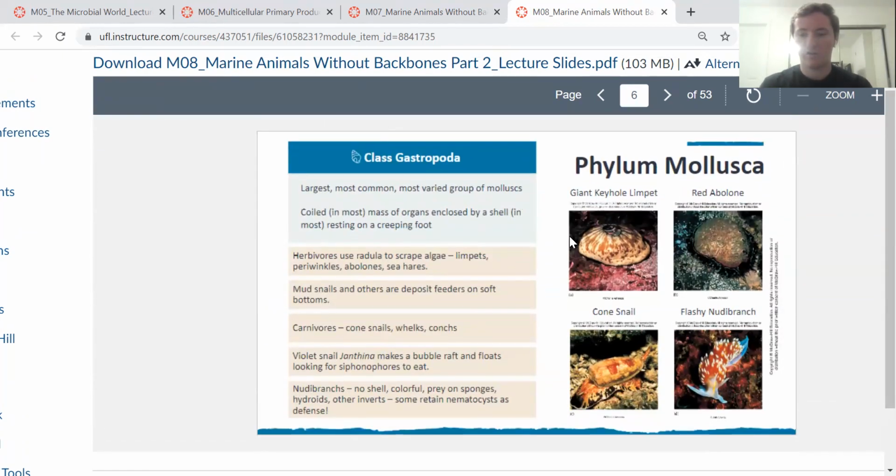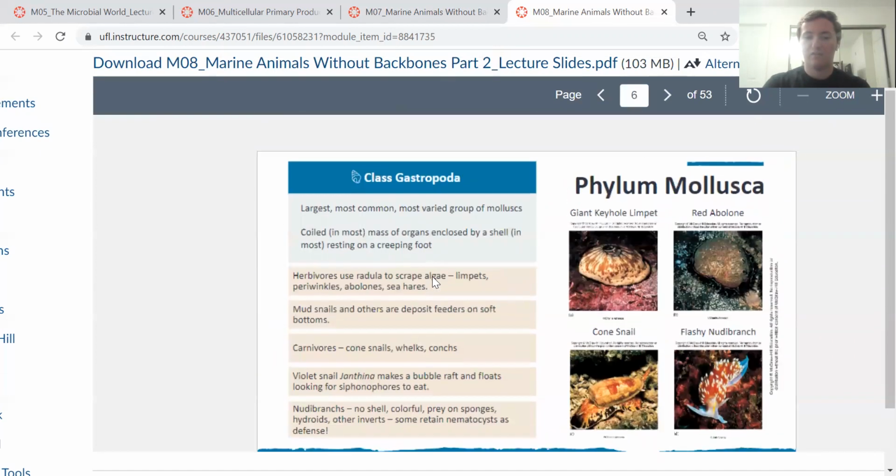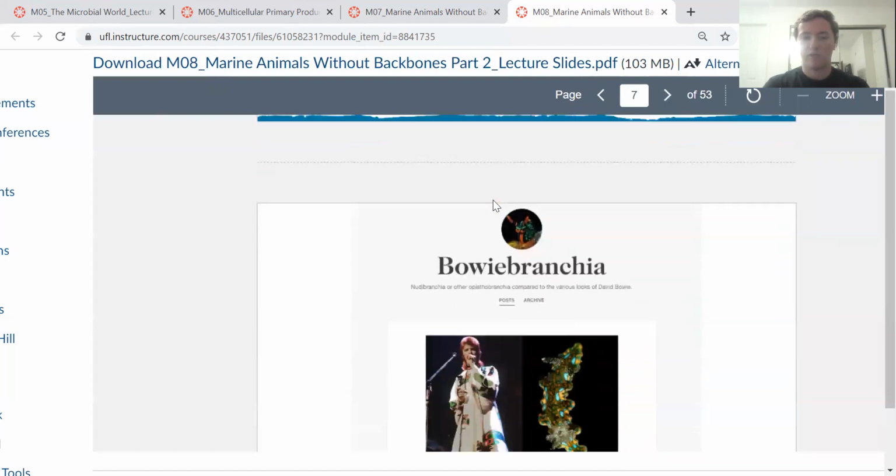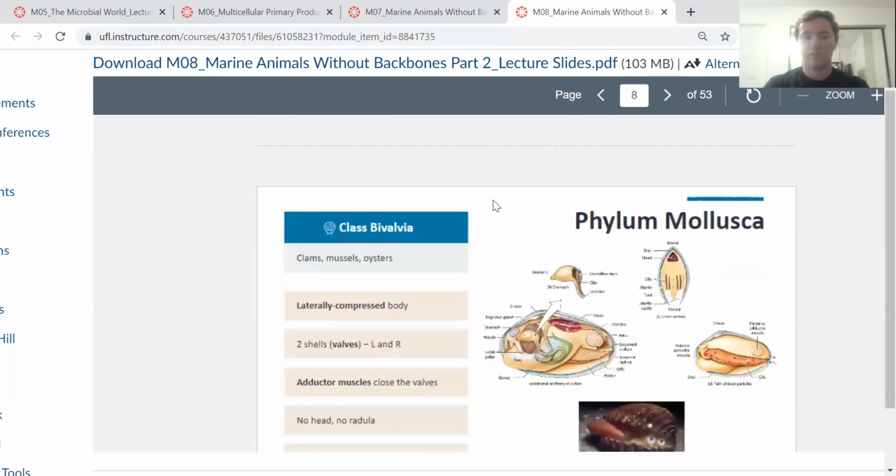The gastropods are what you're going to get in terms of a lot of those limpets and abalone and snails. So it is the most common and most varied group. Here's that scraping radula to get algae. So I know a little bit about the conoidean ones, the deposit feeders, the nudibranchs. Nudibranchs are awesome. They are really interesting to see underwater. So if you have the opportunity to go see some, I definitely would recommend. So this is a good little summary of the class Gastropoda.